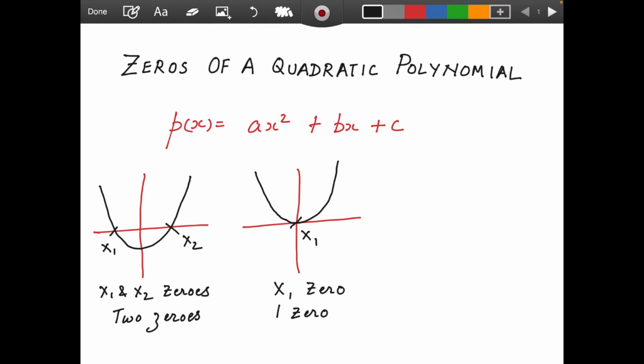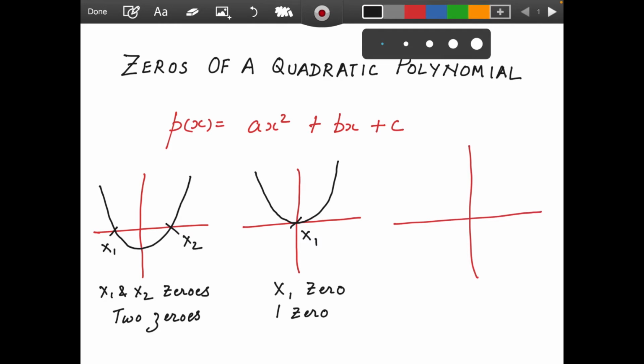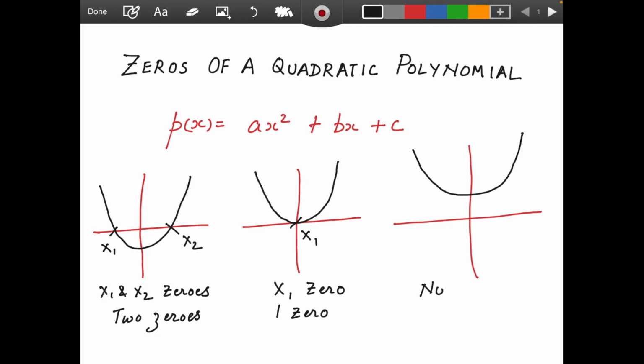Let's look at another example of this graph. The graph could look something like this. If you look, this graph is not intersecting the x-axis at all. So there are no zeros in this scenario, or we also say there are no real roots of this quadratic polynomial.